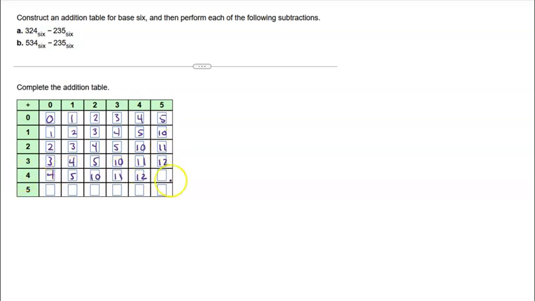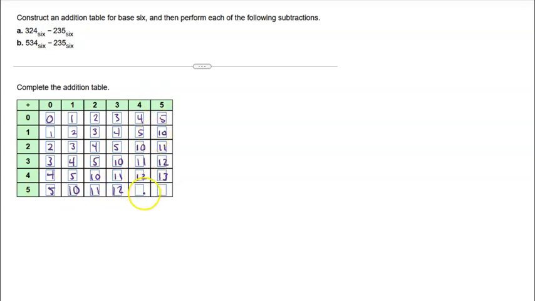4 plus 5, if I build a 6 from there, that gives me one of those, and what's left over when I take 2 of these 5s to make a 6, that's going to give me 3. And notice they're steadily increasing. 5 plus 0 is 5. 5 plus 1 is 6, which is a 1 0. 5 plus 2 is 7, which is a 1 1. 5 plus 3 is 8, which is a 1 2.